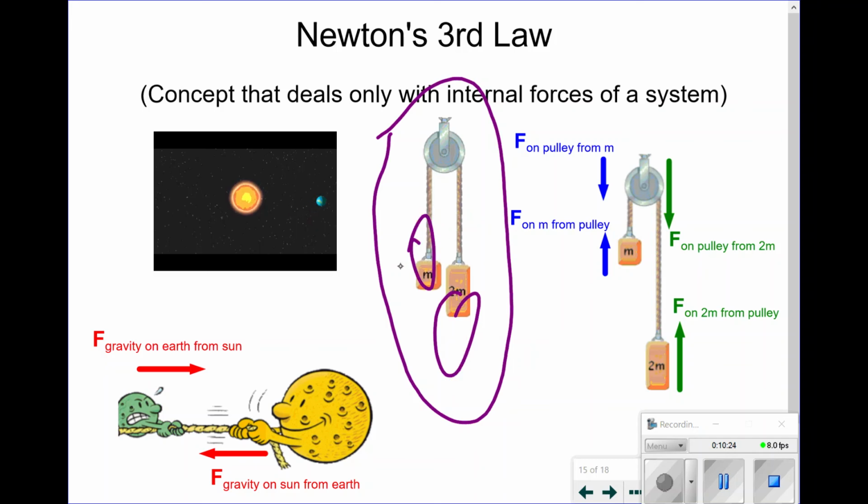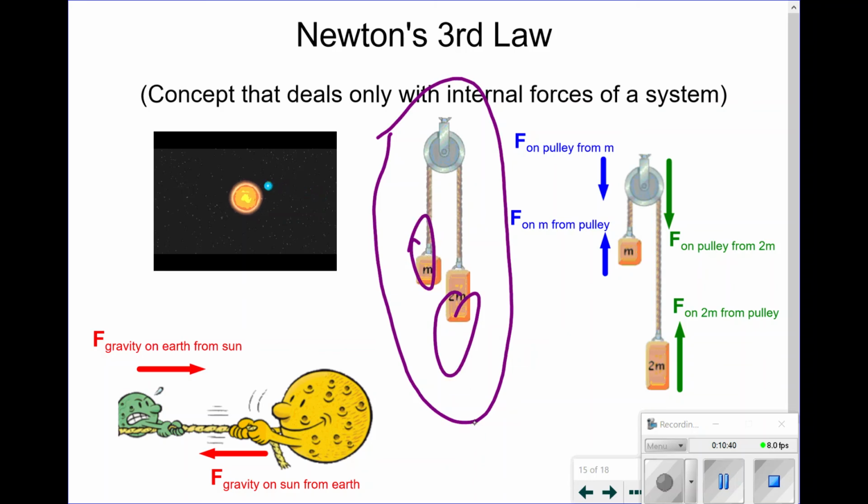But that's not exactly true. M2 is not attached to M. M2 is attached to a rope. So M2 is actually pulling on the rope. And what's the rope pulling on? Well, that must be M. But that also is not exactly true.